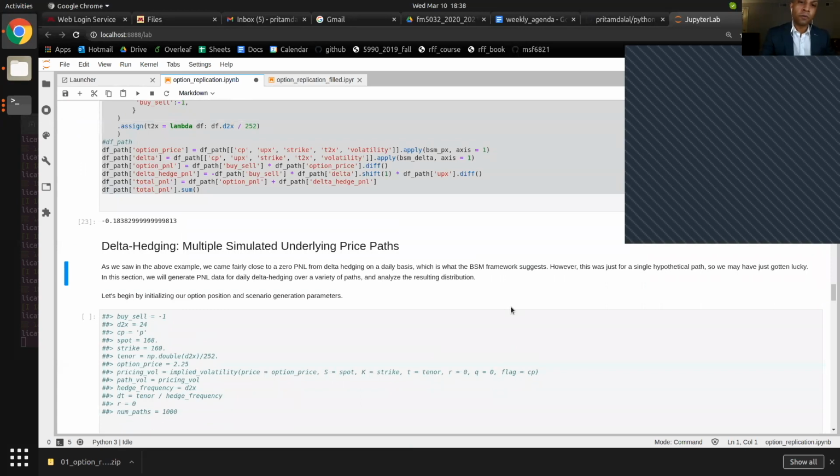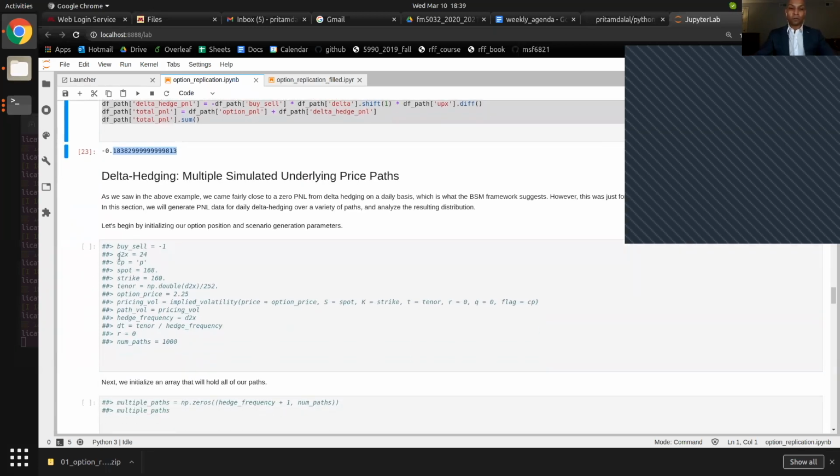All right, so as we saw above, our P&L was positive 18 cents, pretty close to zero, but this was just for a single path, and we might have just gotten lucky. And the truth is we did get lucky. As we'll see below, if we generate a variety of paths and then analyze the distribution of the resulting P&Ls from delta hedging over all those paths, we'll see that we can significantly differ from zero sometimes.